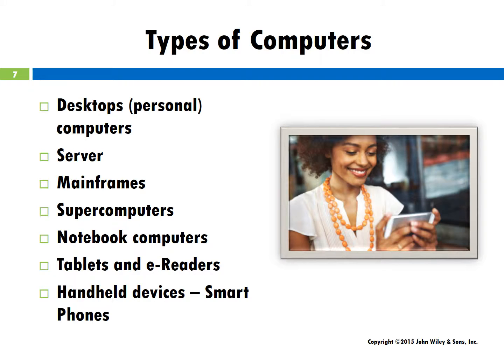Most desktop computers are connected to networks that are managed by servers. Now, these servers are a way of storing information. Mainframes and supercomputers are larger computer systems with very, very powerful processing and storage capacities.